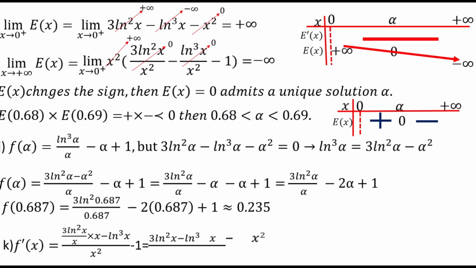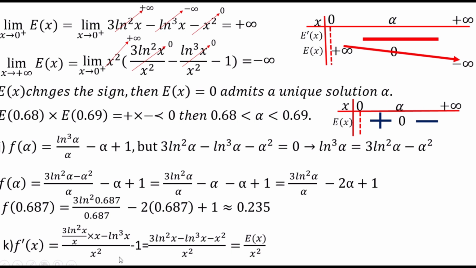F prime of x. How to find f prime of x? F of x is ln cube x over x minus x plus 1. Okay? Ln cube x over x has the form u over v. U over v, u prime v minus u v prime over v square. The derivative of ln cube x is 3 ln square x times 1 over x. Okay, this is u prime. V is x. So we multiply by x minus u v prime. V prime is 1. So u is ln cube x. Minus 1, the derivative of minus x is minus 1.